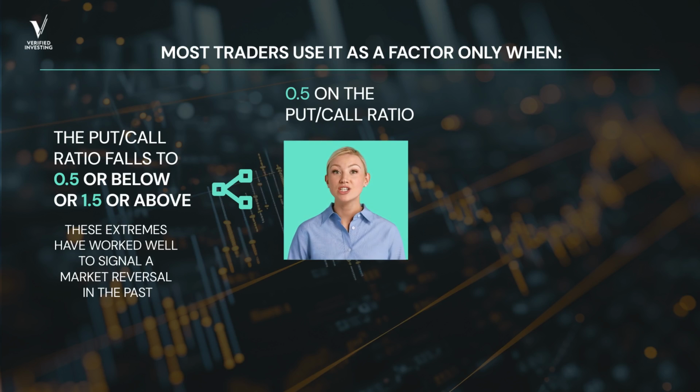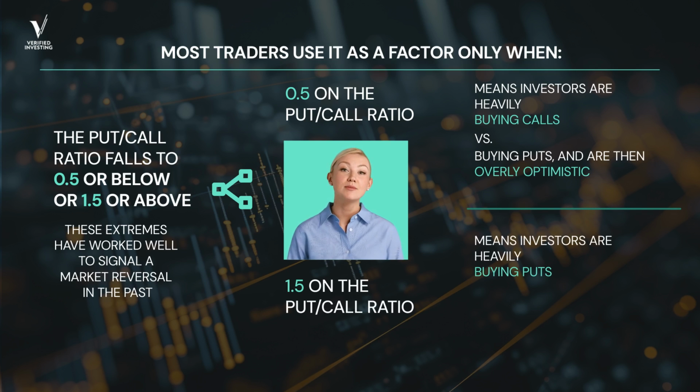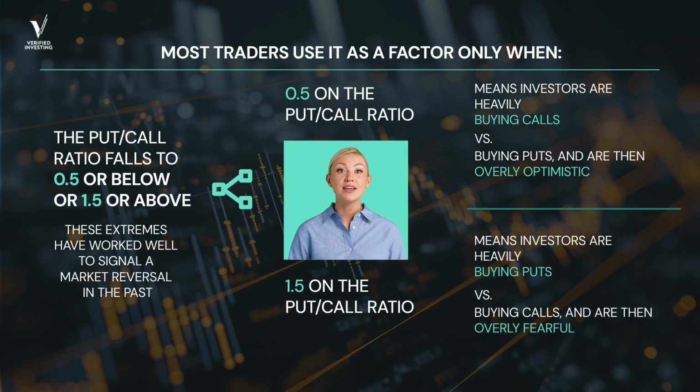0.5 on the put-call ratio means investors are heavily buying calls versus buying puts, and are then overly optimistic. 1.5 on the put-call ratio means investors are heavily buying puts versus buying calls, and are then overly fearful and pessimistic.